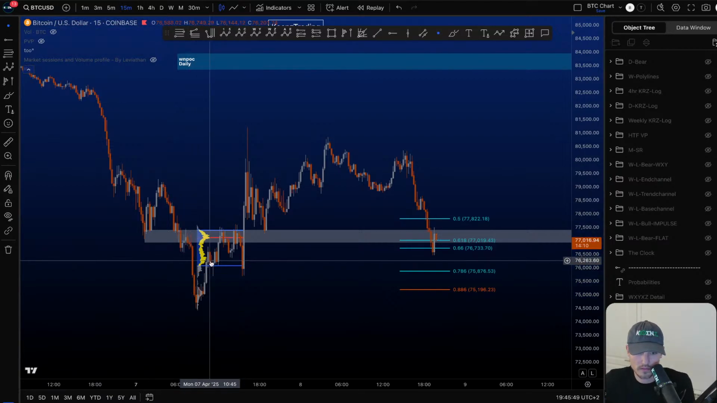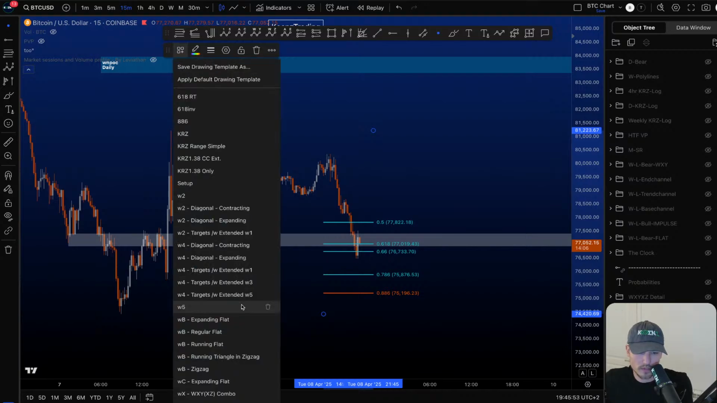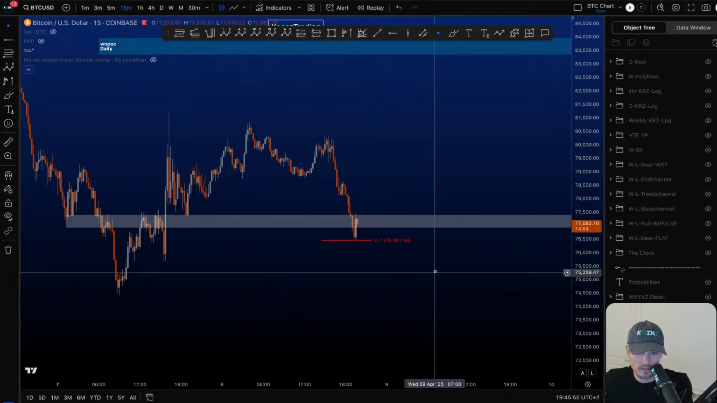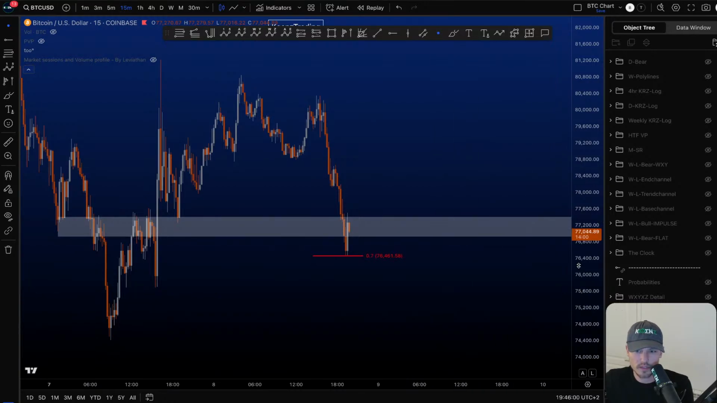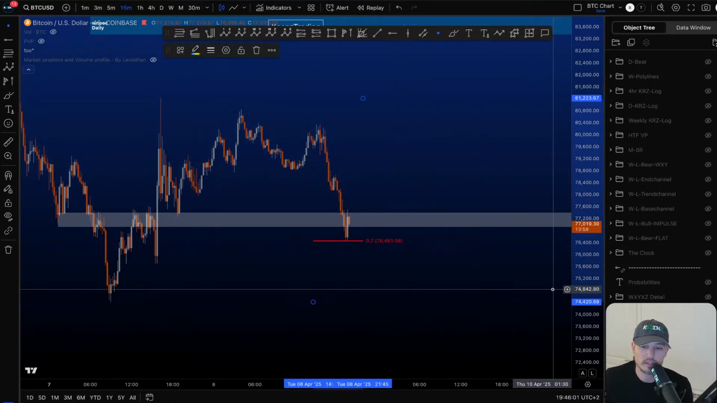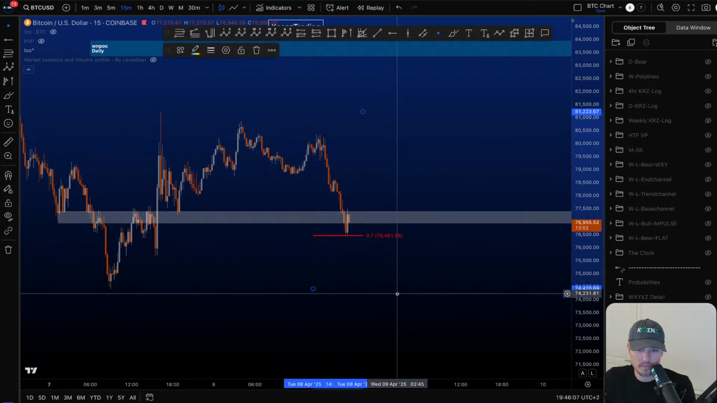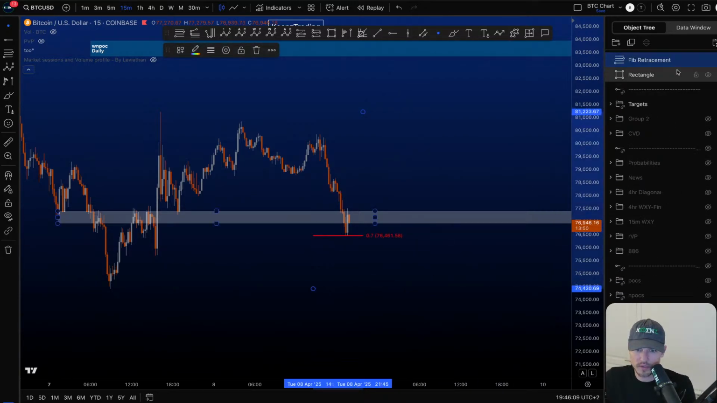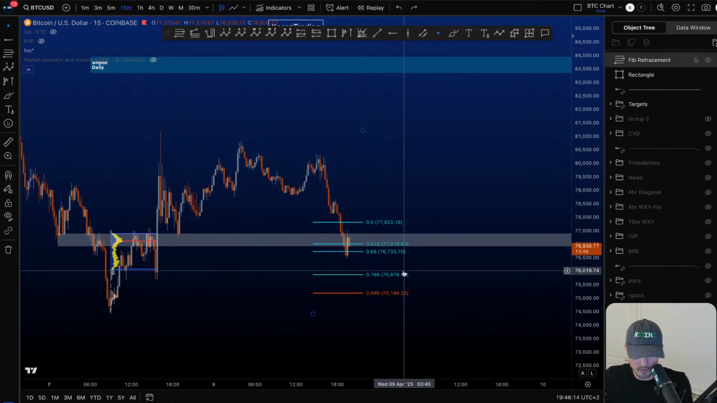Oh, but that's it. Did we go too deep for a WXY double zigzag or not? We didn't touch the 0.7 yet, so a double zigzag is theoretically still something to think about if you do move up. Wait, did I just remove my... yes. There we go.